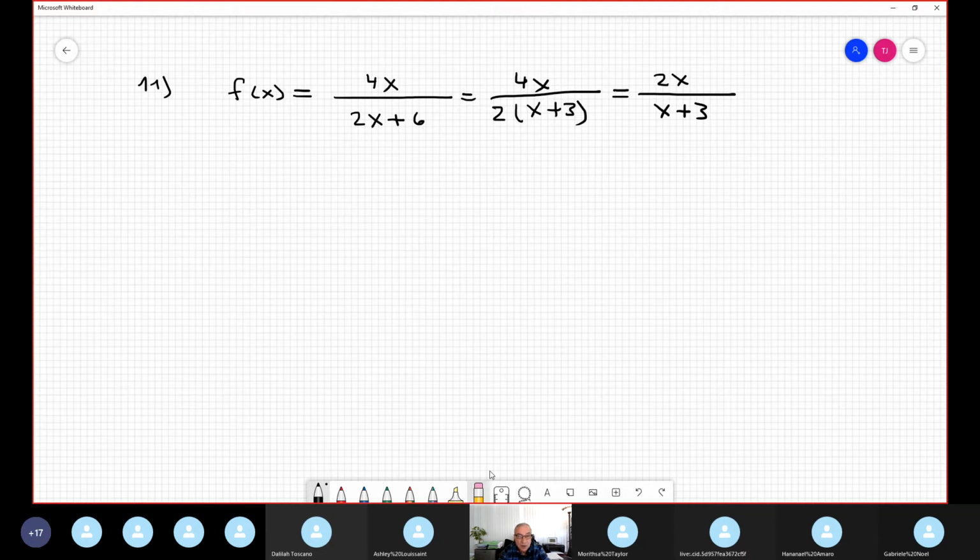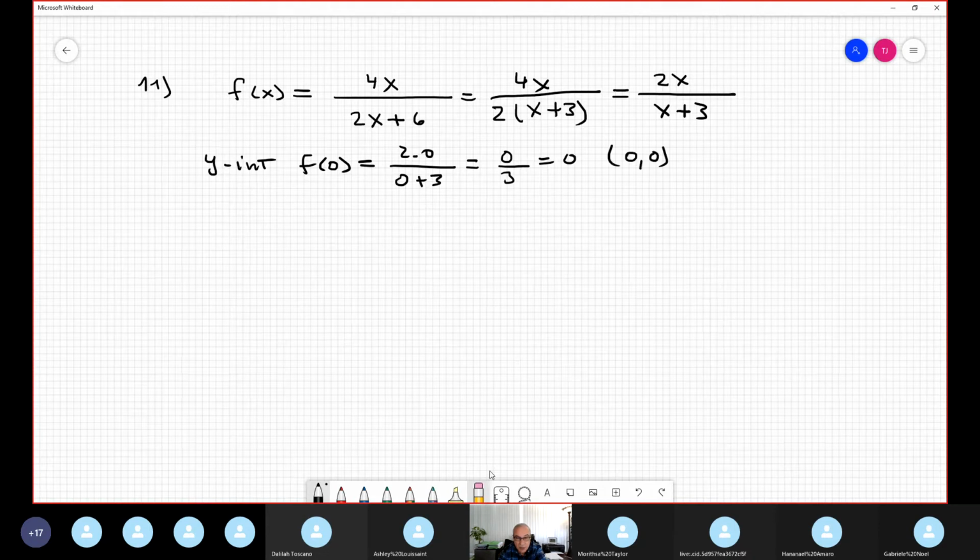Now, this was the first step: factorization, simplification. We get an easier expression. You determine if we have a hole or not. No, because the simplification was only the numerical part. Now, step number 2 is find the y-intercept and x-intercept. Remember the formula: 2 times 0 over 0 plus 3. It's obvious that it is 0, because 0 divided by any number is 0. So the point is (0,0).